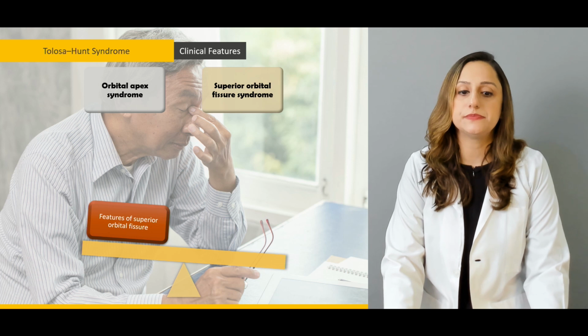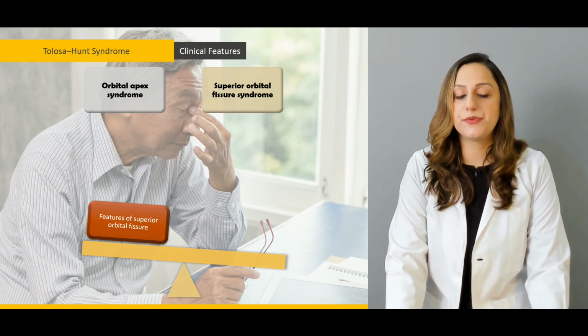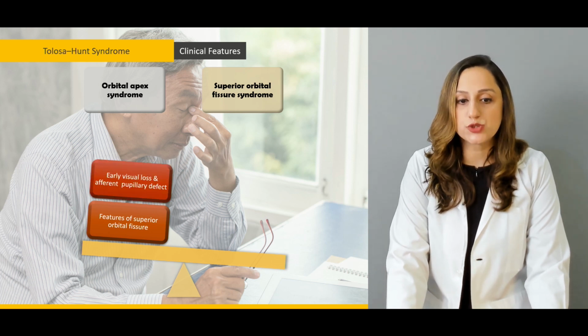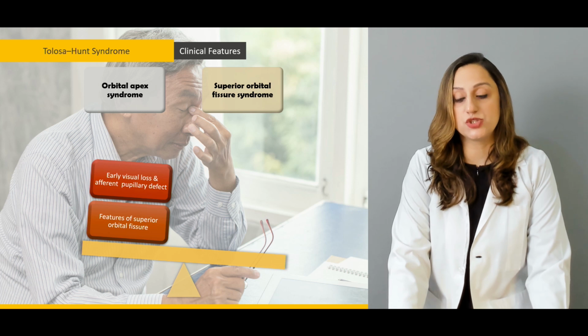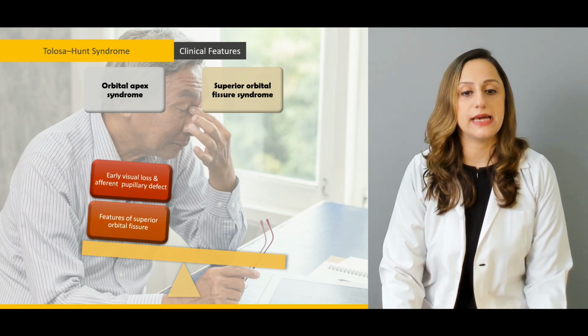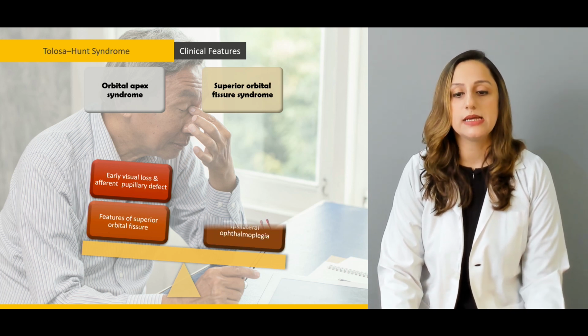so that they can have the pressure symptoms over there. The features of the superior orbital fissure would be present in the orbital apex syndrome, of course, and there would be early visual loss. Along with that, the patient would be suffering from the afferent pupillary defect as well. So this AFPD would be present in the patient.